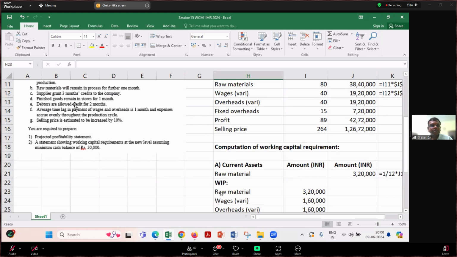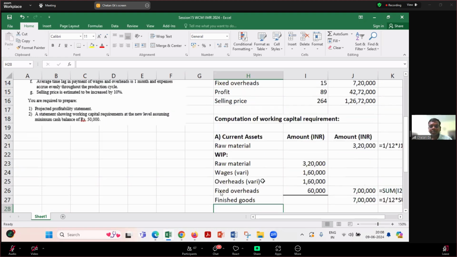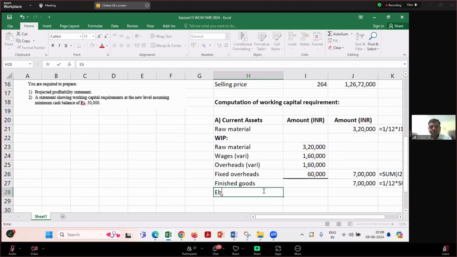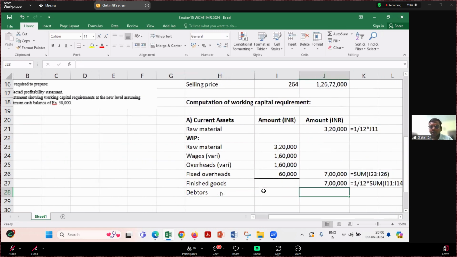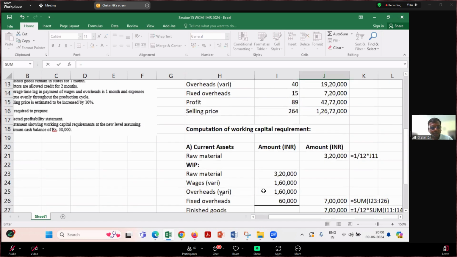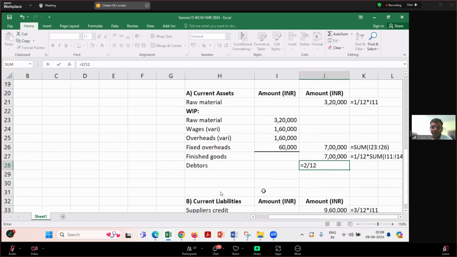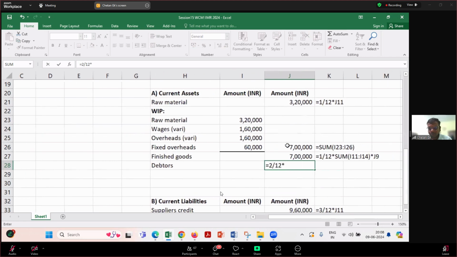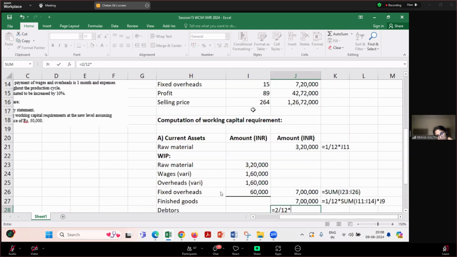So debtors are allowed credit for 2 months. I'll write debtors here, in the outer column. 2 months, it is 2 divided by 12, multiplied by debtors. Tell me on what we have to do it. Selling price. It should be on the selling price. Very good. So on this price.